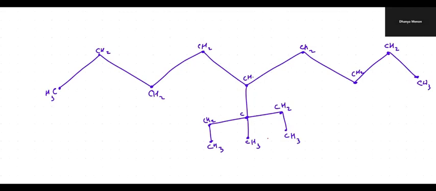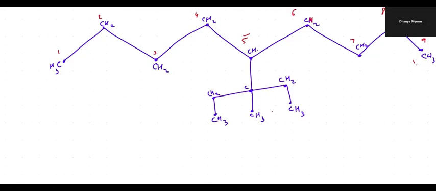Now, coming to the numbering of the root word or the longest chain, 1, 2, 3, 4, 5, 6, 7, 8, 9. So if we number it from the reverse order also, the substituent is coming at the 5th position. Now this is our substituent. This substituent you can see.